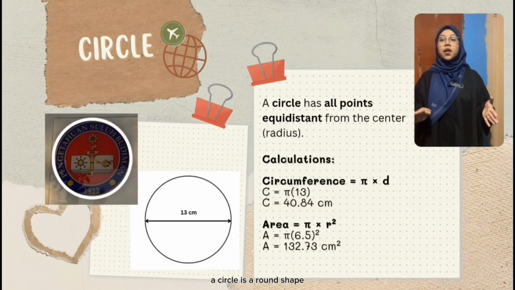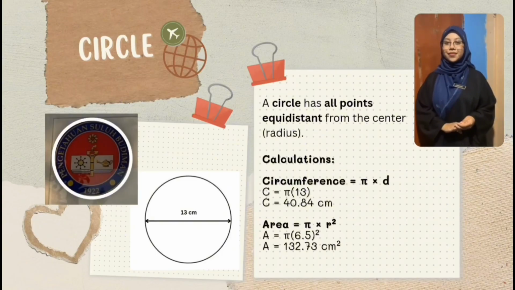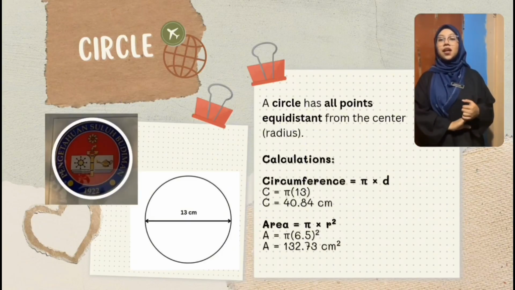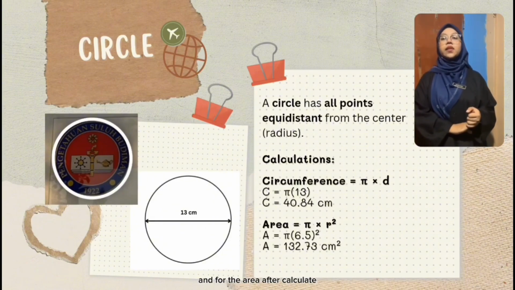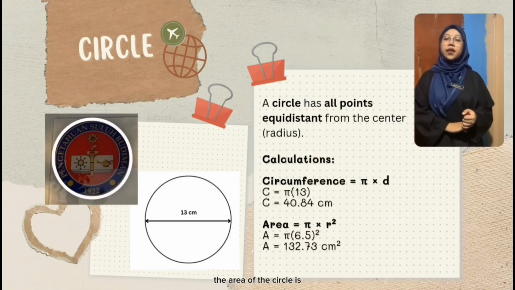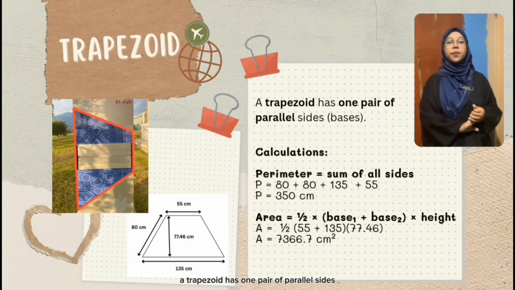Now, circle. A circle is a round shape with all boundary points equidistant from the center. The signage circle has a diameter of 13 cm. So the radius is 13 divided by 2, so we got 6.5 cm. For the circumference, pi times 13 is equal to 40.84 cm. And for the area, after calculating, the area of the circle is 132.73 cm square.